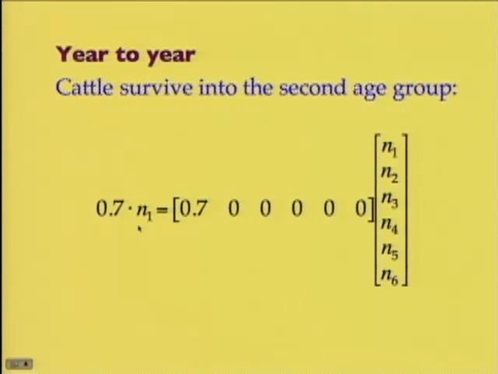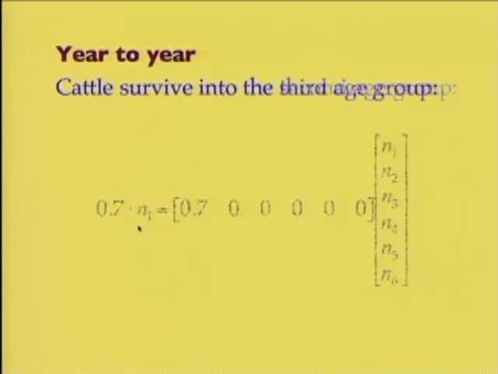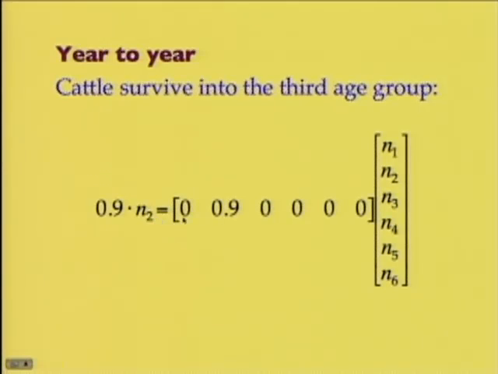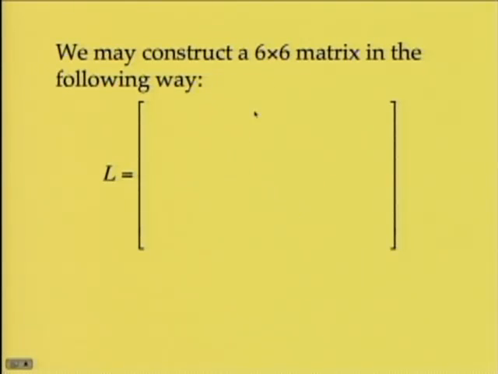Okay. And then the third age group would be a similar thing. 0.9% of those survive from the second age group into the third age group, which I could phrase as matrix multiplication. Okay? So the way I would do this in general is I'll construct a 6x6 matrix. If you have more age groups, you'd have a bigger matrix.